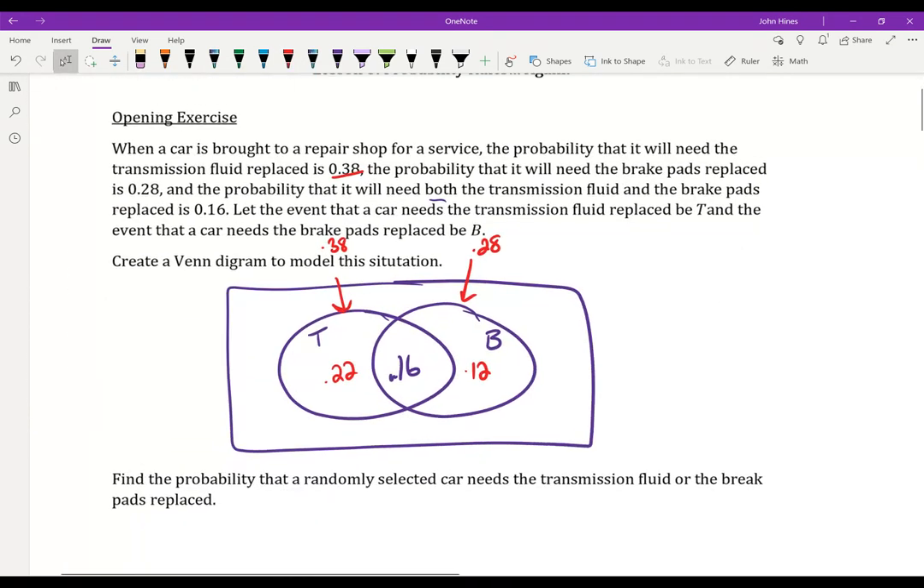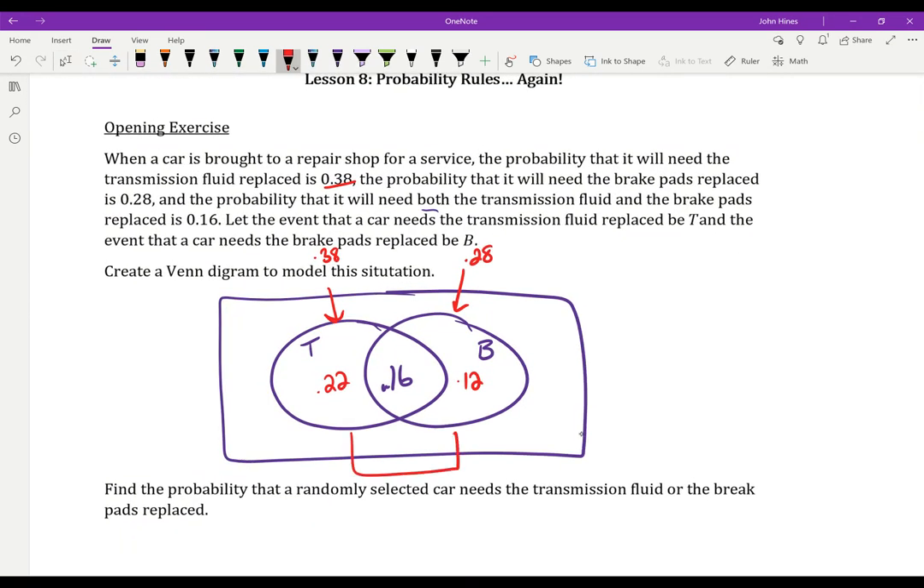So now there's one last thing I have to figure out, which is my outsiders, and I do that by adding everybody up in the middle. I get 0.5. I used up 0.5 here, so what's left over is 0.5 for the outsiders. So 0.50 to make it consistent.